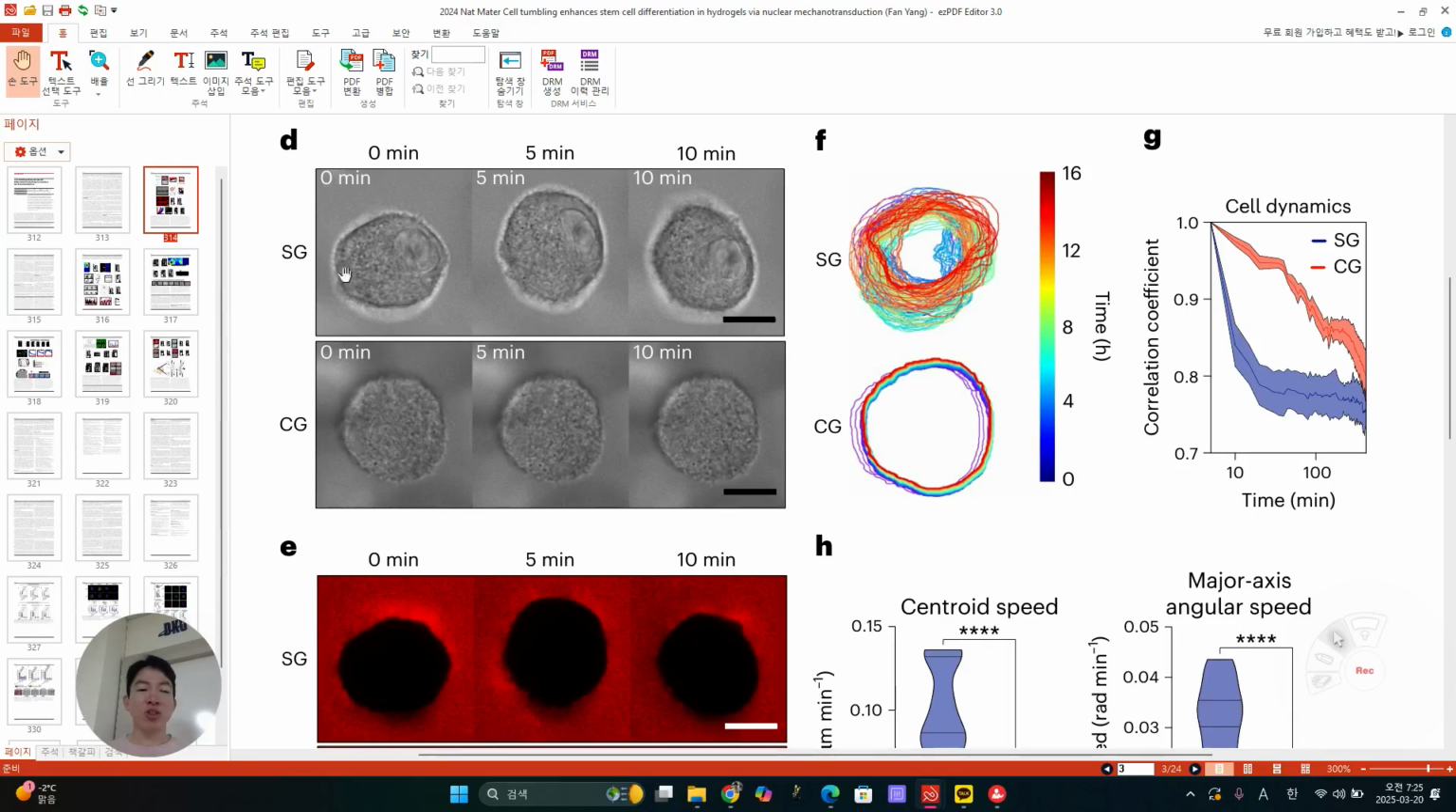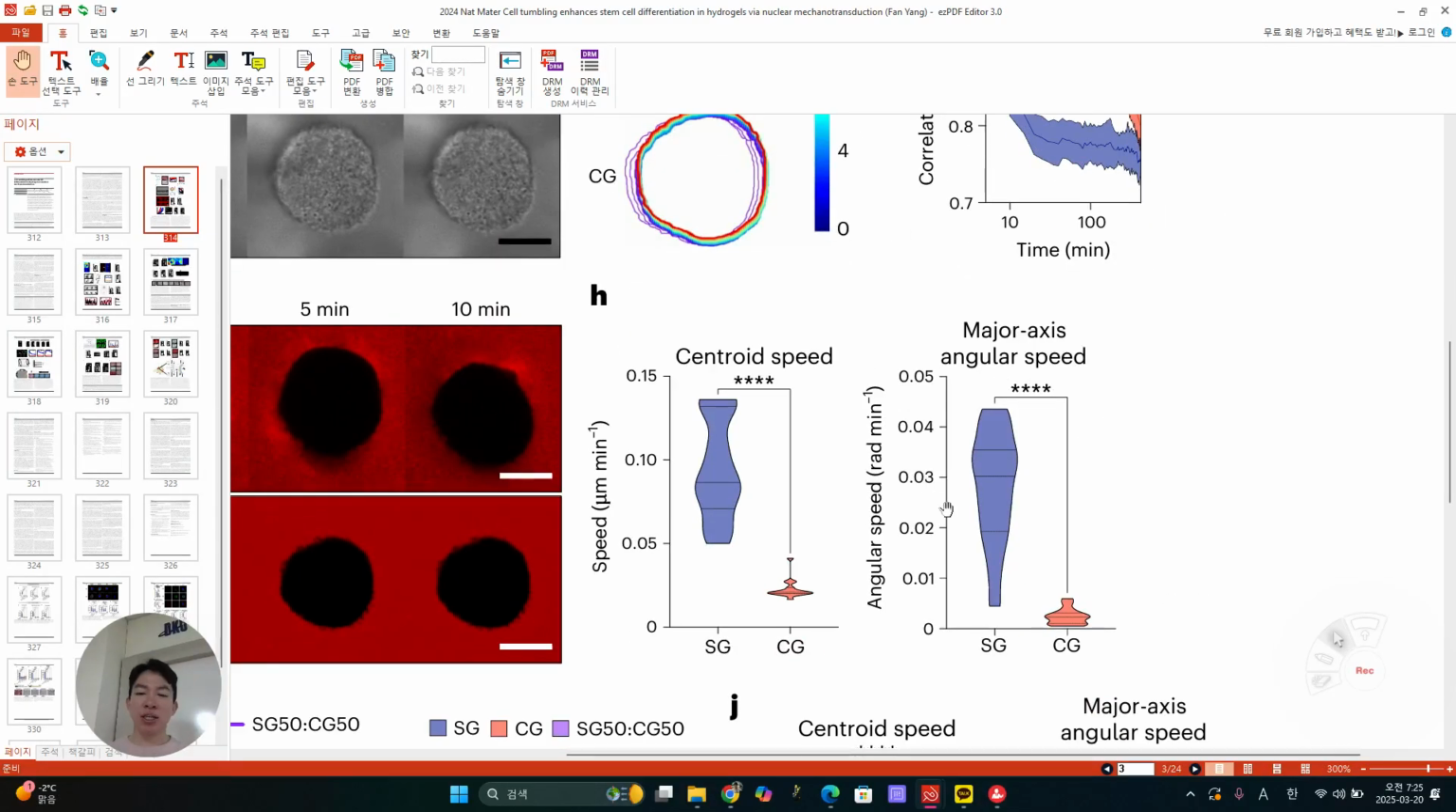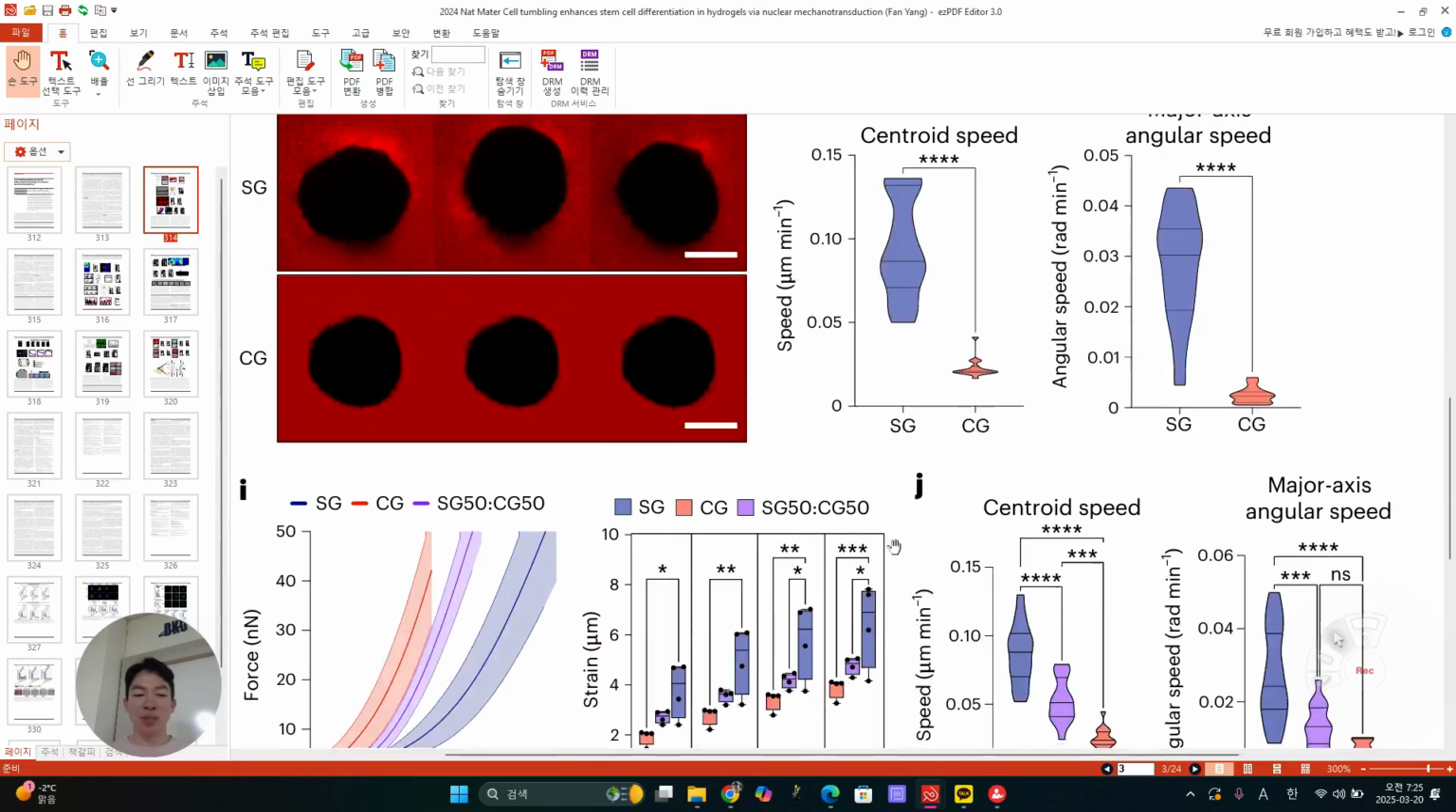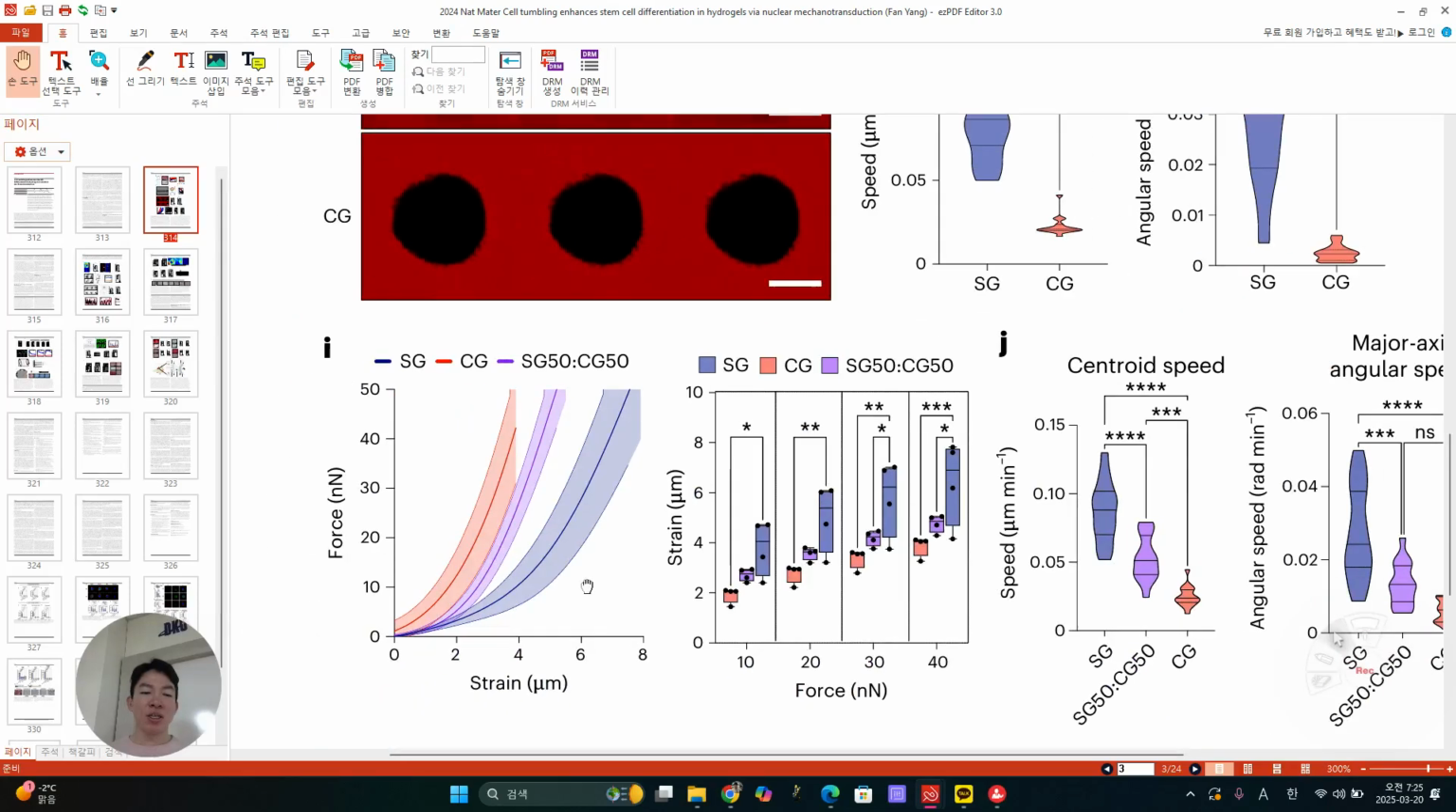Over time, the cells in SG rotate, right? The rotation speed is higher in SG compared to CG. And then for confirming the dynamics of SG and CG, here they're using AFM to measure their nano stiffness. The nano stiffness of SG is lower than CG, right? In bulk, they have similar stiffness, but at the nanoscale they are different. And when they mix half and half, they are in between, right? So depending on the indentation force, more strain means they are softer.